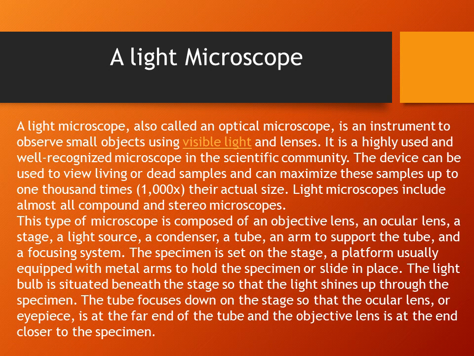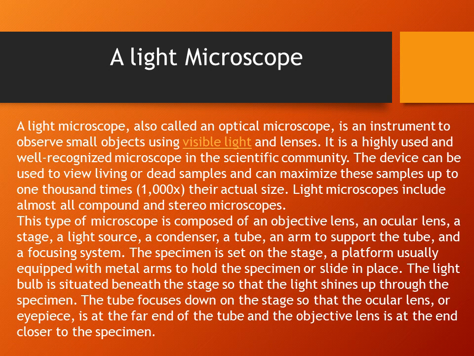Nowadays we also have it in our lab. The device can be used to view living or dead samples and can magnify these samples up to 1000 times their actual size. Light microscopes include almost all compound and stereo microscopes. This type of microscope is composed of objective lenses and also has a stage, a light source, a tube, an arm, and a focusing system.